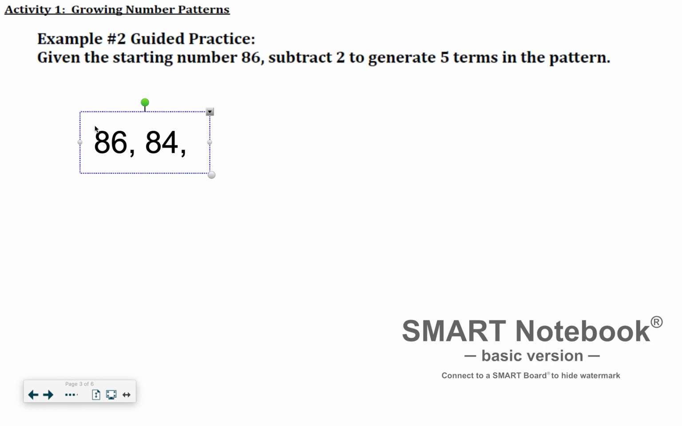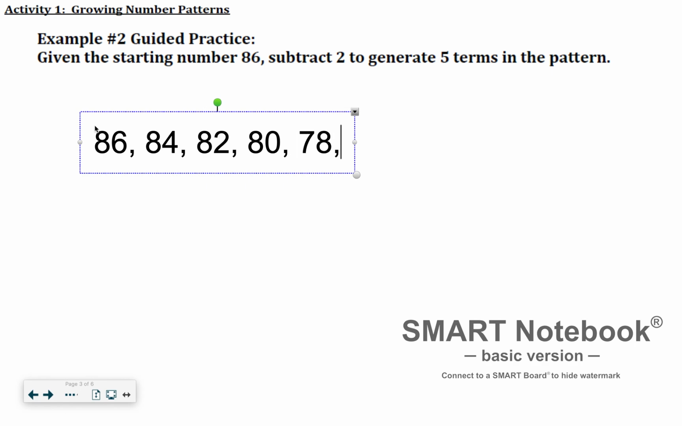Now 84 minus 2 is 82. 82 minus 2 is 80. 80 minus 2 is 78. And now I generated 4. I need one more. 78 minus 2 is 76. There. Now I am done. I generated the next 5 numbers in our pattern just by following the rule and using the starting number.